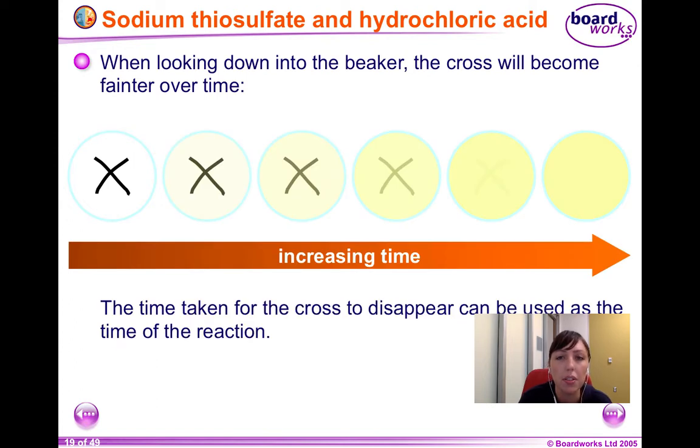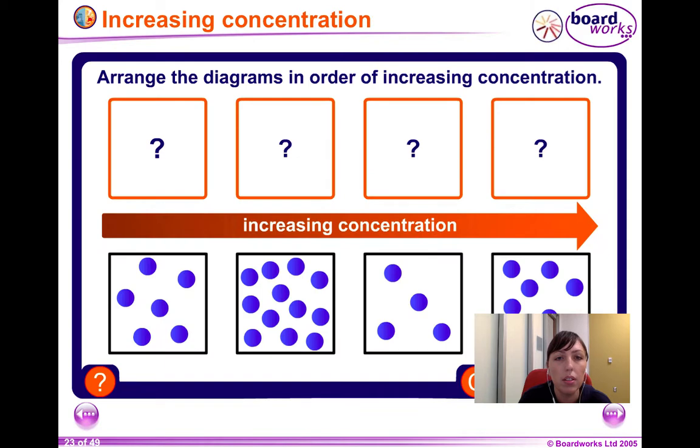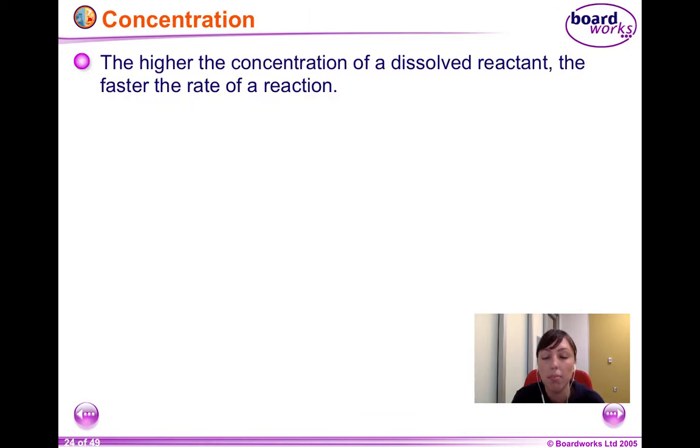So here are the results of the experiment I just described to you. When looking down into the beaker, the cross will become more faint over time, and the time taken for the cross to disappear can be used as the time of the reaction. Sorry, none of these animations work.